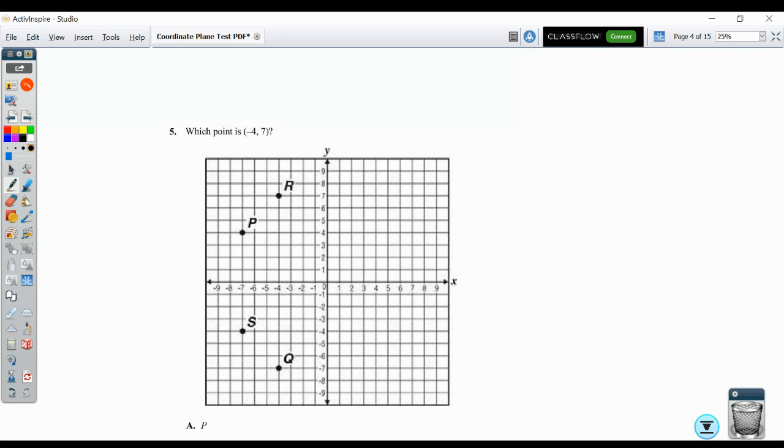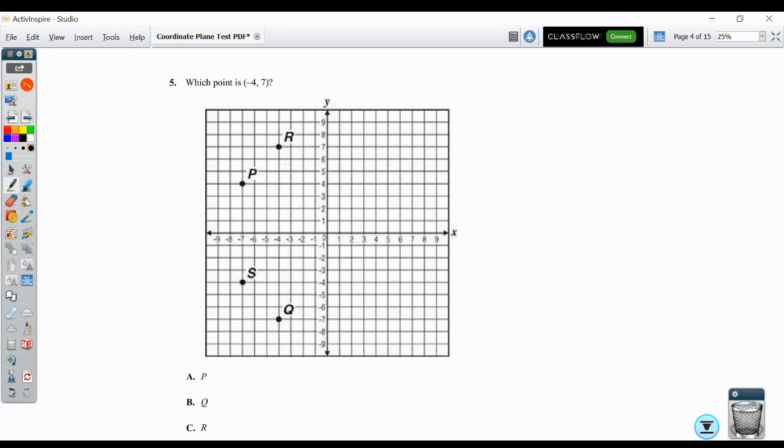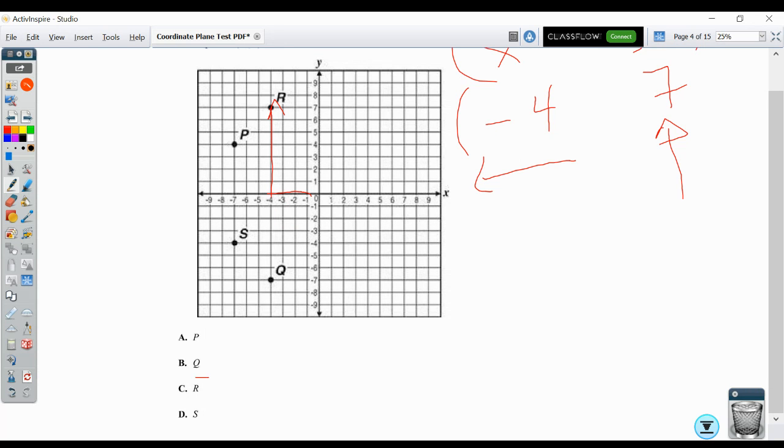Question 5 says, which point is at negative 4, positive 7? Negative 4, so that means I'm going this direction 4, and then I've got 7. This is my x, and my y goes up 7. So I'm going to go 4 over, and then up 7, and I have R. So the answer here is C, R.